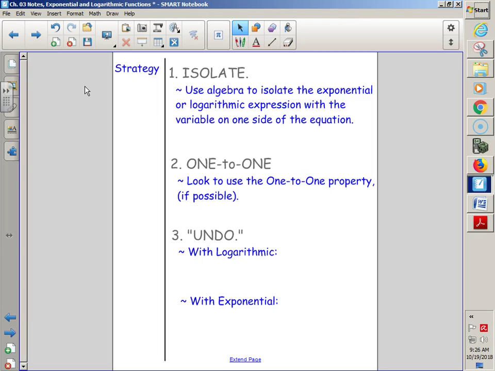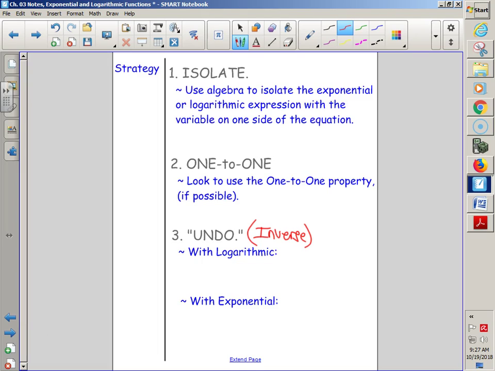Soccer could be really similar. So in this one, where's the x? Who's around the x? Get rid of everything else. And then, either with the one-to-one property or with the undo, with the inverse property. I didn't actually write him down, but we probably should just based on what we saw on the page before. Use the inverse. Once you have the logarithmic or the exponential alone, use the inverse in order to isolate.